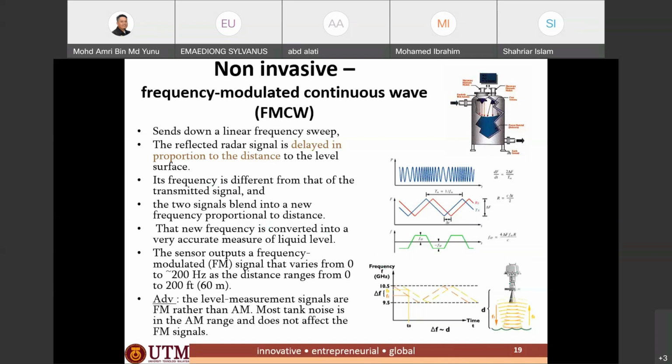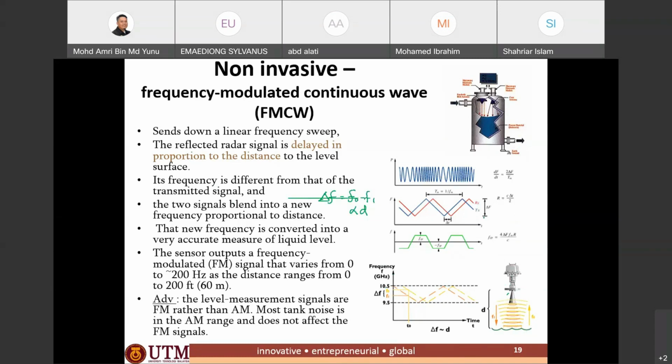So the transmitted frequency, let's say F1, and then the received signal F0. So the difference between the received signal and the transmitted signal will be proportional to the distance.